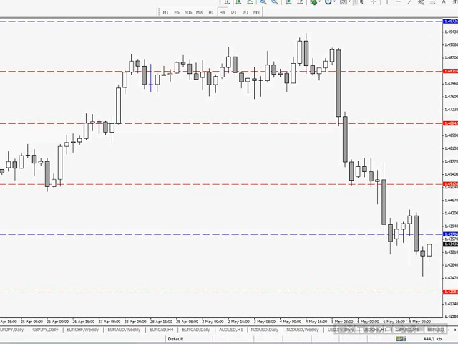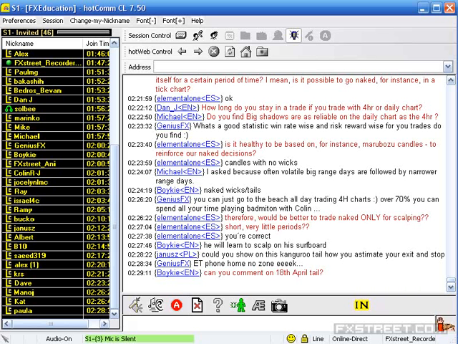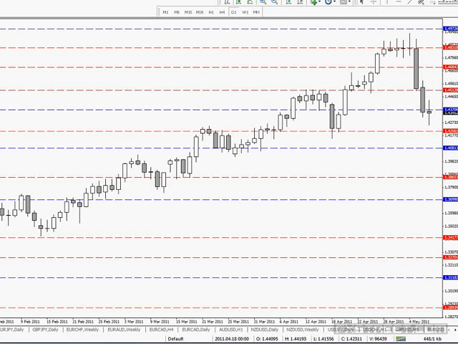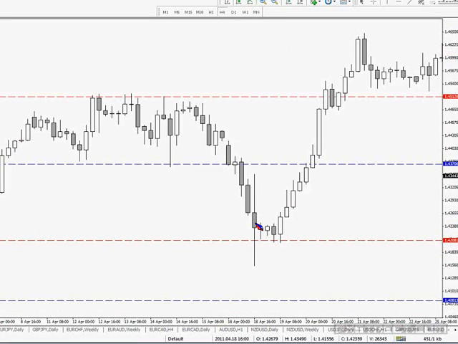Let's look at a... Can you comment on the 18th of April tail? Says Boyke. Sure. 18th of April. Was that on the 4-hour chart, Boyke? Must have been. Boyke, I think you're talking about, yeah, that's weird, that one. That's not a kangaroo tail. I'm not sure what that one is.